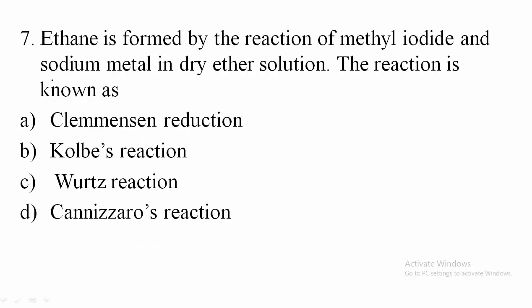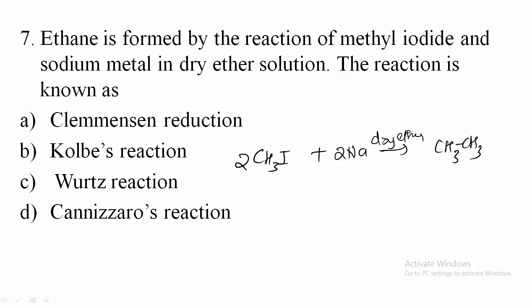Then seventh one, ethane is formed by the reaction of methyl iodide and sodium metal in dry ether solution. The reaction is known as, again, methyl iodide means CH3I. When it reacts with sodium metal in presence of dry ether, then you will get CH3CH3. Here you have to take 2 moles of methyl iodide. So again you will get 2NaI. So now which reaction is it? Again it is Wood's reaction.